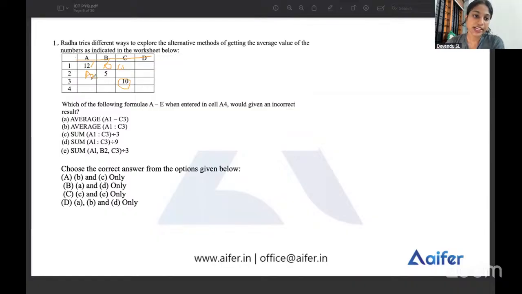So here it is asked to find the formulas to get the average value of the numbers as indicated in the worksheet. Here we have to find the average values in this table, but we have numbers only in cell A1, cell B2 and cell C3.